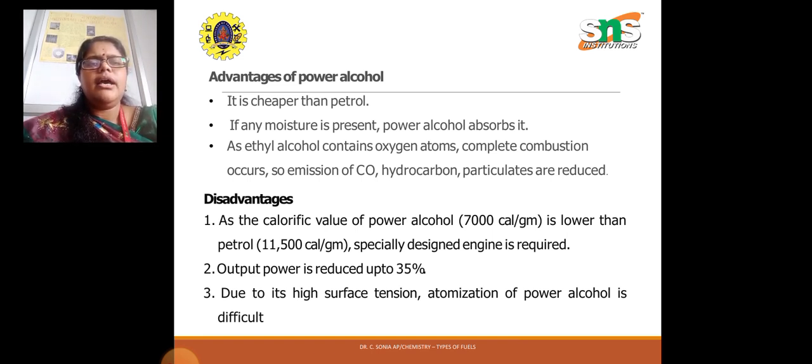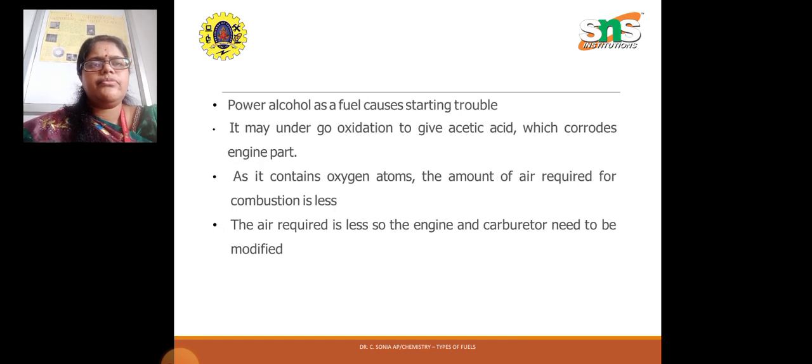Disadvantages: the calorific value of power alcohol, 7000 calorie per gram, is lower than petrol, that is 11,500 calorie per gram. A specially designed engine is required. Output power is reduced up to 35%. Due to its high surface tension, atomization of power alcohol is difficult. Power alcohol as a fuel causes starting trouble. It may undergo oxidation to give acetic acid which corrodes the engine parts. As it contains oxygen atoms, the amount of air required for the combustion is less, so the engine and the carburetor need to be modified.